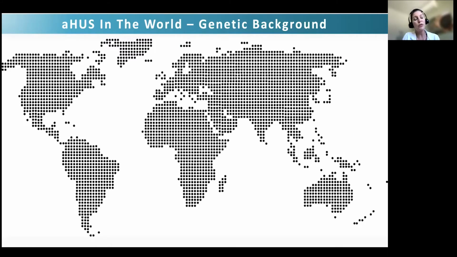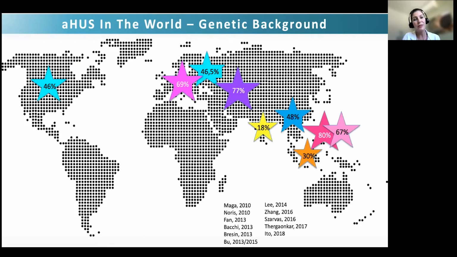For a long time, we thought it could be genetics, the answer for everything. Now we know it's not. So here we have the genetic background for aHUS, and I put here all the cohorts that were published in the world. And we can see that there is a huge variation from as low as 18% positivity in India to as high as 80% in Japan.